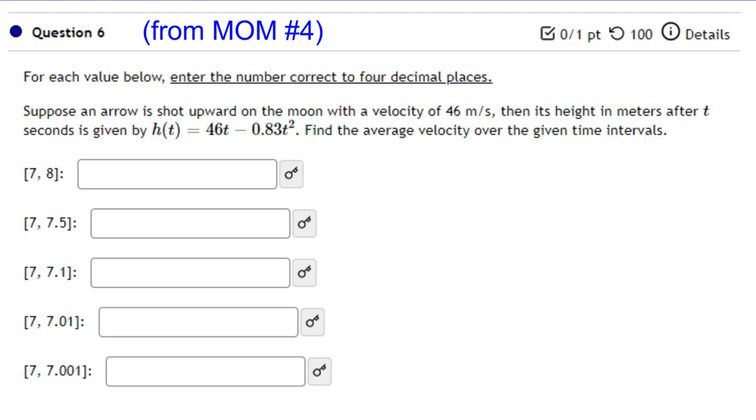Suppose an arrow is shot upward on the moon with a velocity of 46 meters per second, then its height in meters after t seconds is given by the equation h of t equals 46t minus 0.83t squared. Find the average velocity over the given time intervals. Once again, that means average rate of change, and that means slope of secant line.